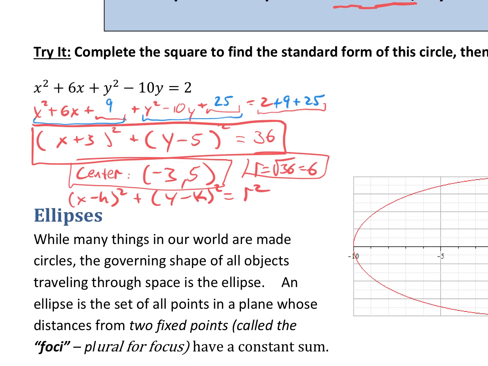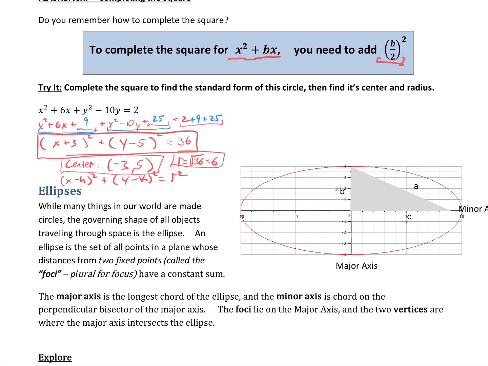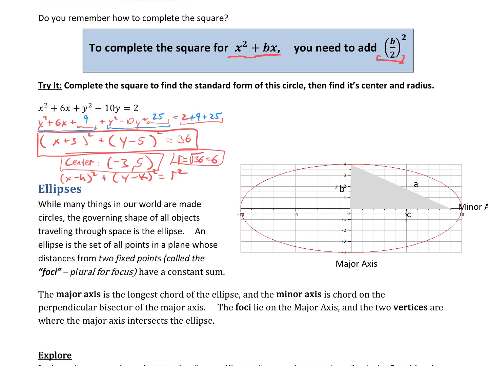Well, if we take that circle and we stretch it a little bit, we get something called an ellipse. So an ellipse is like this oval-looking thing here, kind of stretched out. And an ellipse has a center, like a circle. Okay, but instead of being equidistant from the center, an ellipse is a set of all points whose distances from two fixed points, called the foci, have a constant sum.